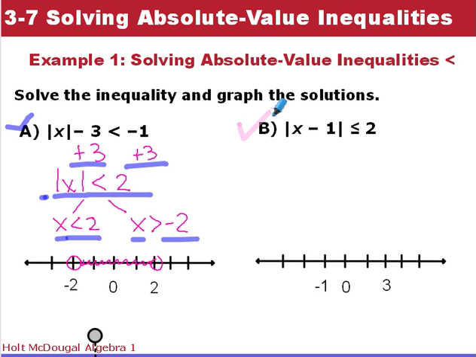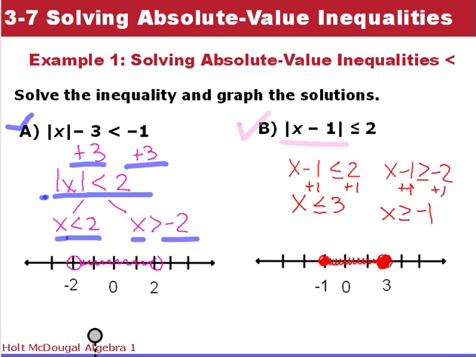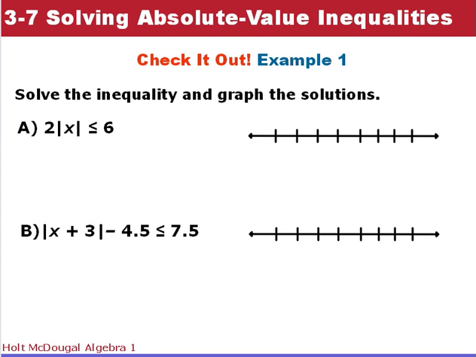Look at our second example. We have absolute value of x minus 1 is less than or equal to 2. Now our absolute value term is all by itself, so we can remove the absolute value symbols. We get x minus 1 is less than or equal to 2, and x minus 1 is greater than or equal to negative 2. Add 1 to both sides of the inequalities, resulting in x is less than or equal to 3, and x is greater than or equal to negative 1. Since it can equal, our two endpoints are closed dots, and we shade in between. So again, with less than or equal to, this is a conjunction, and it's all points in between your two endpoints. Now it's your turn to try these two Check It Outs.